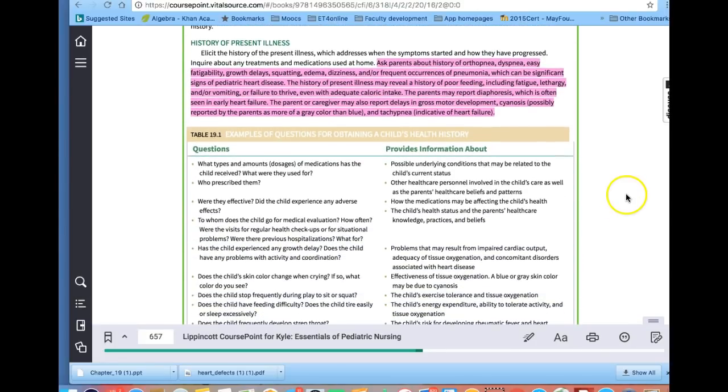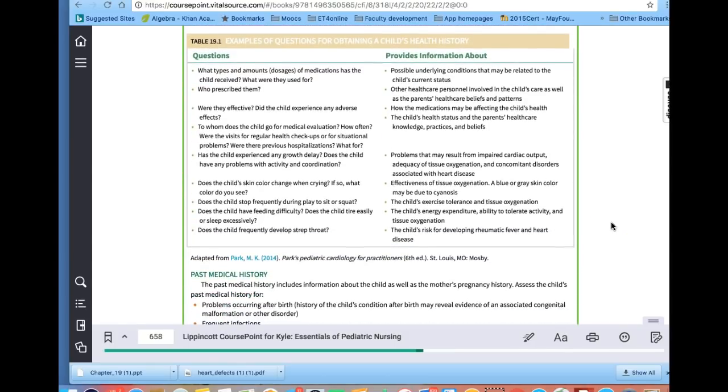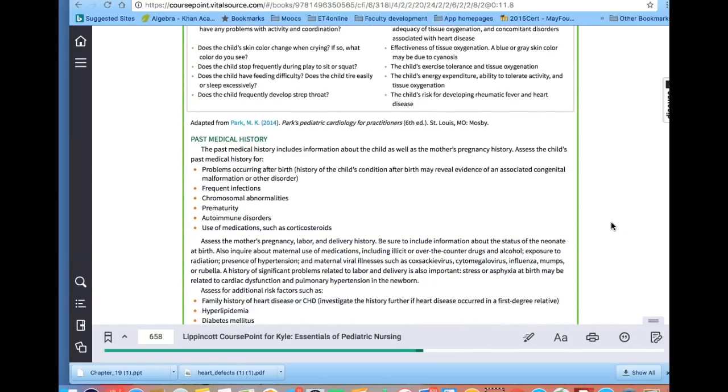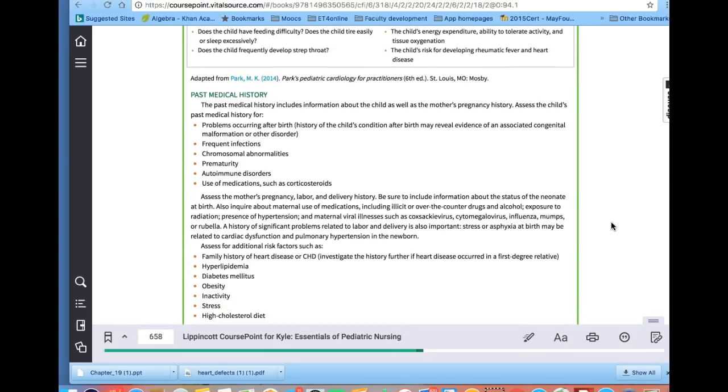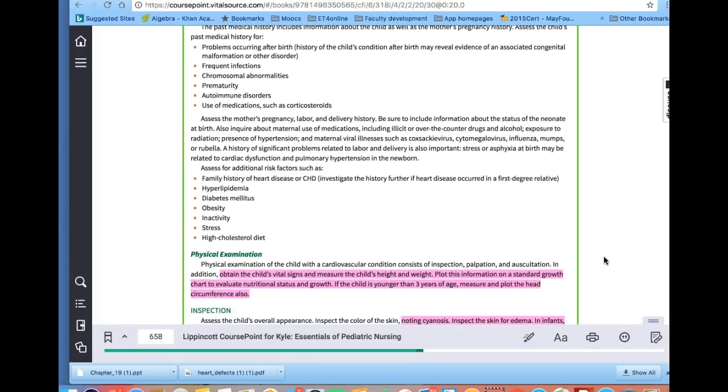All right, so here's some more examples of questions that you might use to ask about a child's health history. Past medical history. All right, especially birth history too. Family history of any of the diabetes, obesity, early cardiac death. Those are all questions to ask about family history.